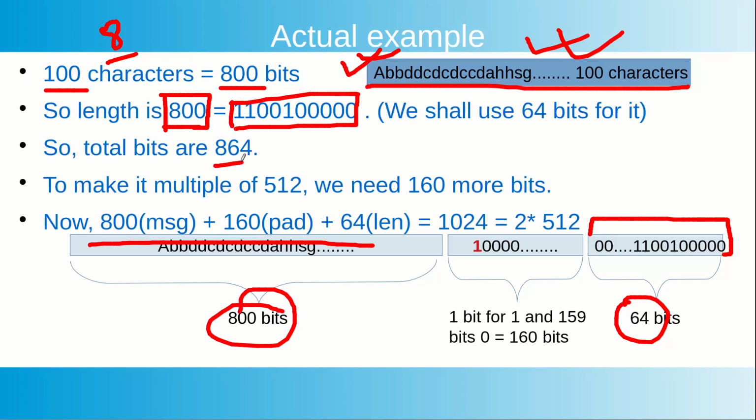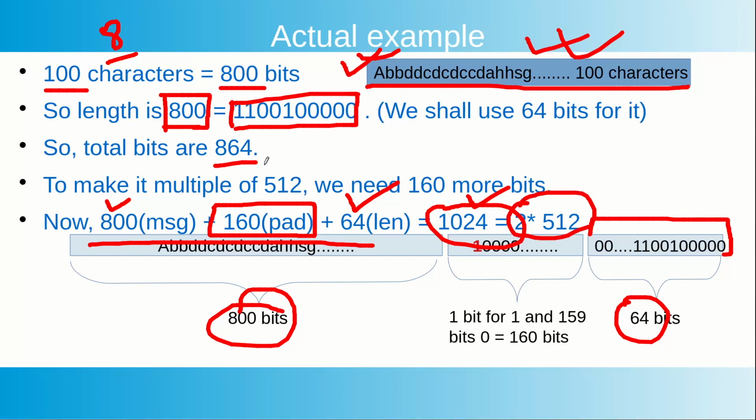So what is the total? The total is 864. Now which is the nearest multiple of 512 which is more than 864? That is equal to 1024. So now if I calculate, I need 160 more bits, so that this 800 bit message, 64 bits for the representation of the length of the text, and this 160 together will give me this 1024, which is an integer multiple of 512, which is just above 864.